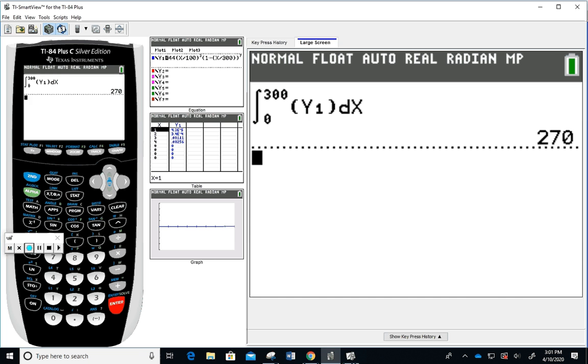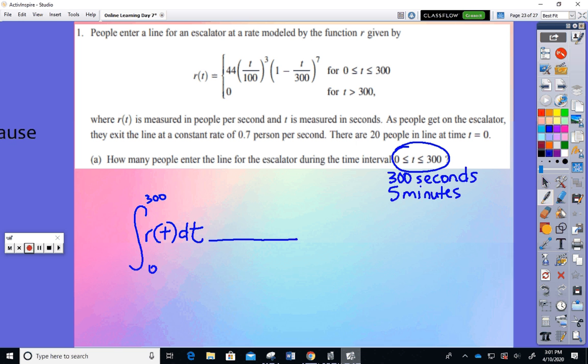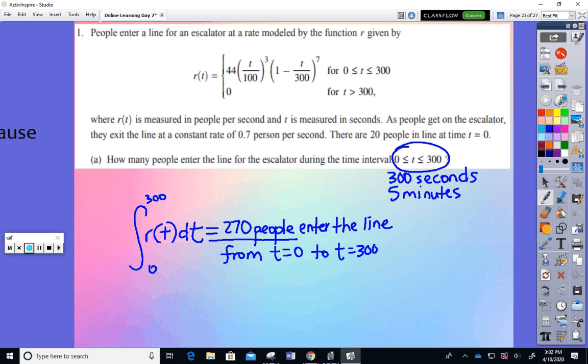So 270, that makes a little more sense than 14 billion, I think, for the number of people that get onto the elevator. Or escalator, I guess it is. So I'm going to say 270 people enter the line. And they always want you to attach times to it. So from t equals 0 to t equals 300 seconds. So if they want you to interpret, you always have to repeat the time, either interval of time or specific time that they give you.